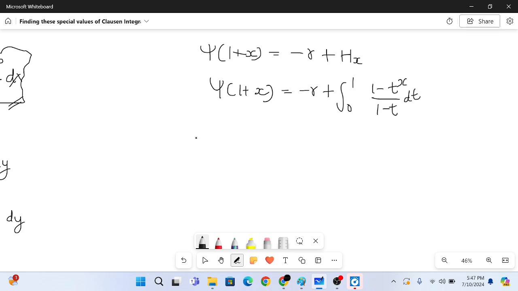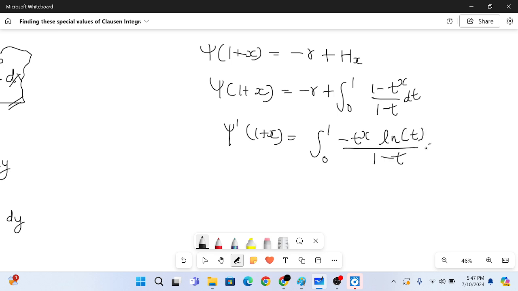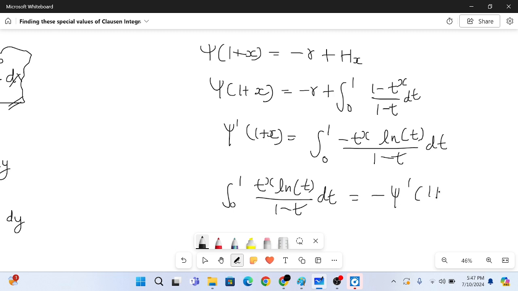Now if I take the derivative of the digamma function, I get the trigamma function. This term will go to 0, and over here we will have the integral from 0 to 1 of t to the power x times ln of t by 1 minus t dt. So you see that this integral from 0 to 1 of t to the power x times ln of t by 1 minus t dt is just equal to the negative of the trigamma function of 1 plus x. Do you see this? Do you notice this? Yes, I guess so.